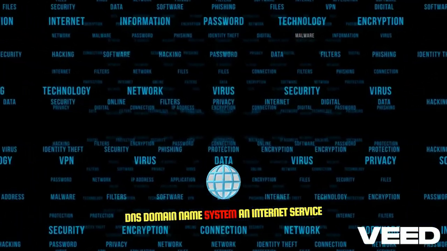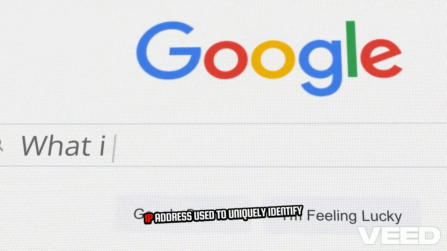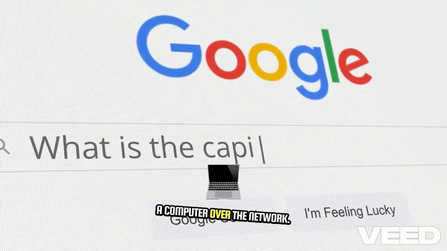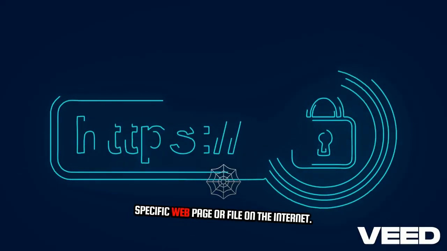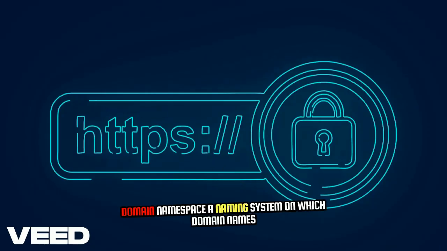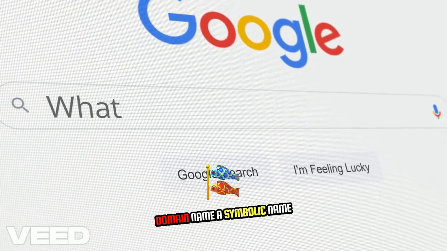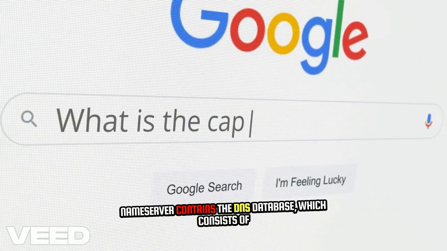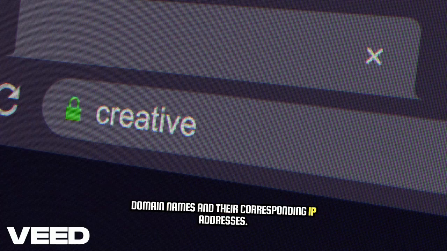DNS, domain name system, is an internet service that translates domain names into IP addresses. IP address is used to uniquely identify a computer over the network. URL, Uniform Resource Locator, is the address of a specific web page or file on the Internet. Domain namespace is a naming system in which domain names are in a hierarchical and logical tree structure. Domain name is a symbolic name associated with an IP address. Name server contains the DNS database, which consists of domain names and their corresponding IP addresses.